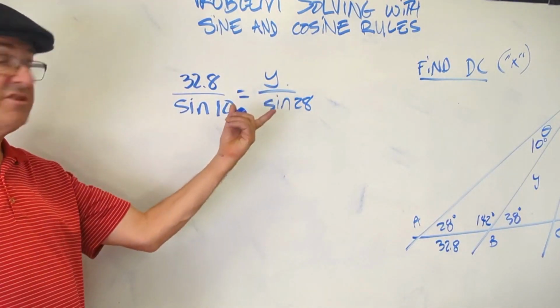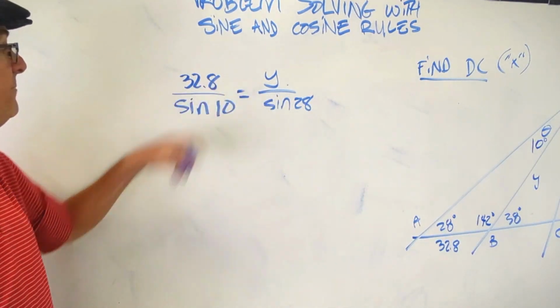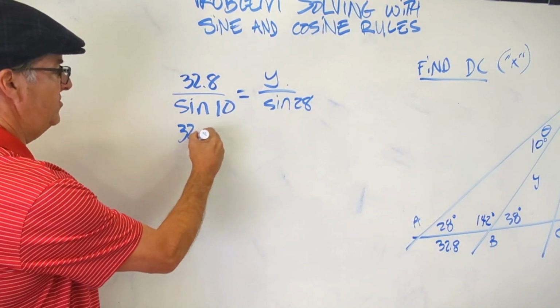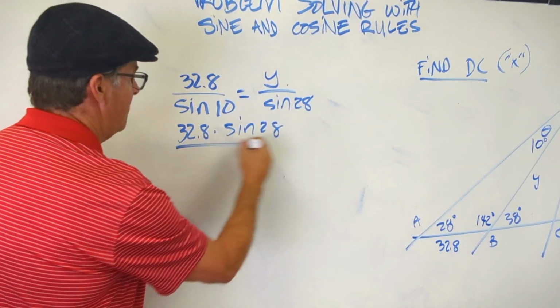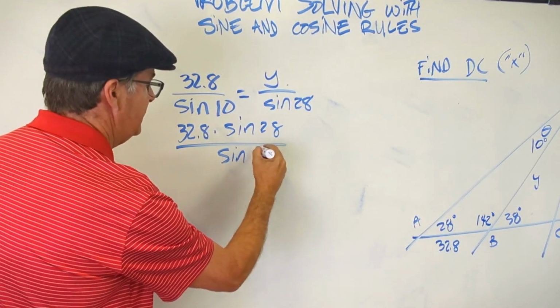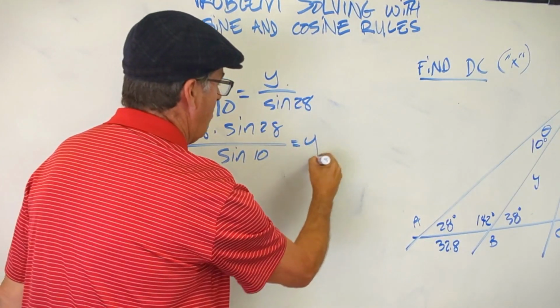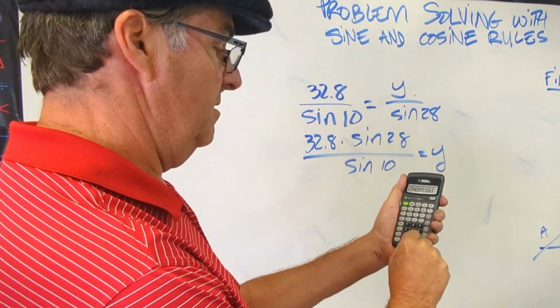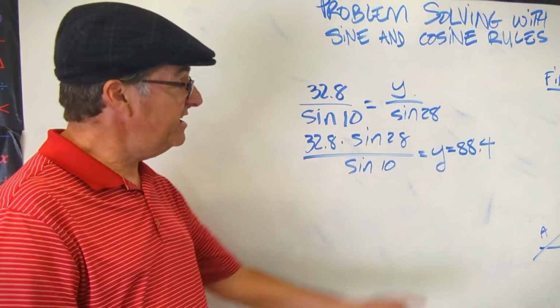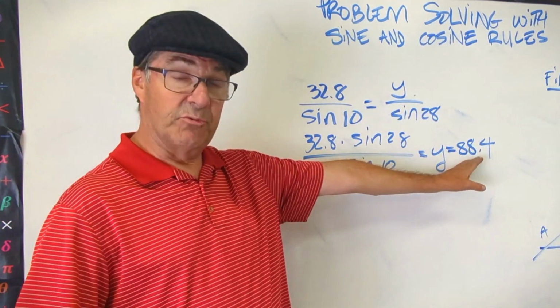I need to get y alone to find it, so I'm going to cross multiply this one up, and I'm going to get 32.8 times sine 28 over sine 10, and that's going to give me my y. So go ahead and pause the video and give that a try. Okay, I get 88.4.